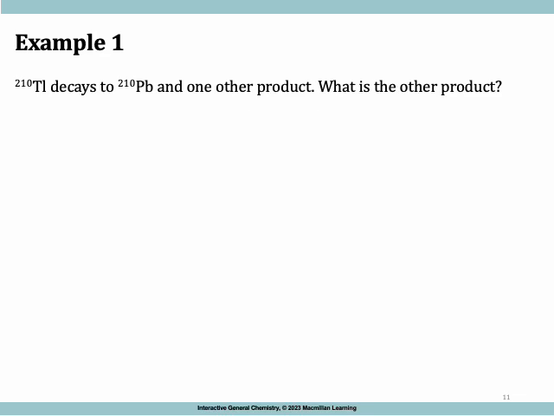For example, this question: Tl decays to Pb and one other product. What is that other product? It tells you it's a decay, which means it's a nuclear decay or a radioactive decay. Tl-210, because it's given, it's a mass number, gives me Pb, lead-210, and one more product. I have to figure out what this is. Let's assume it's X. So I need to find these two numbers and then find what X is.